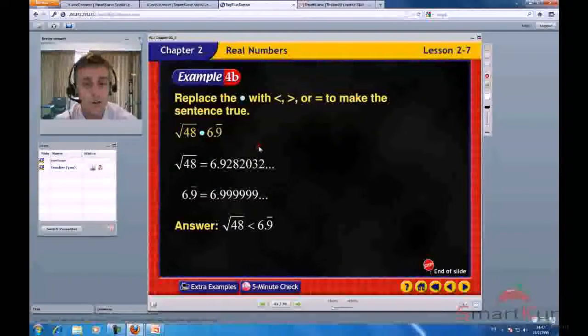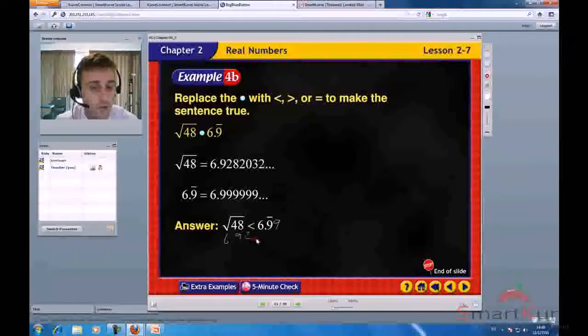Replace the dot with a less than, greater than, or equal to make the sentence true. Root 48 and 6.9 repeating. Root 48 is 6.928. 6.9 with the repeating decimal is 6.9999. So root 48 is less than 6.9 repeating. This is 6.99, whereas root 48 is 6.92, which is less than.